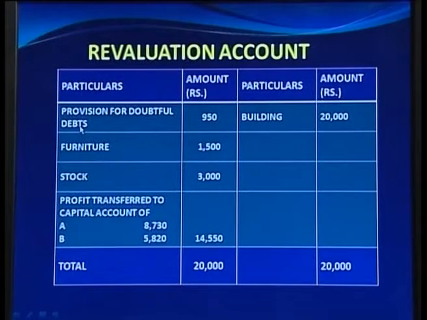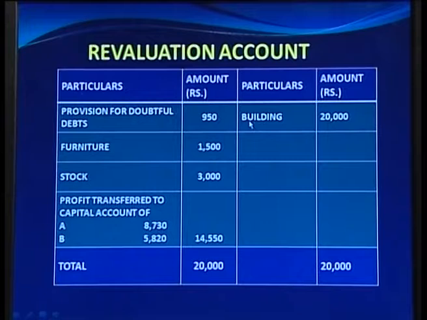Let us see the revaluation account. So on the debit side of the revaluation account, we have provision for doubtful debts and it amounts to rupees 950. Furniture and stock are being devalued by 10%. So we will write the devalued figures of 1,500 for furniture and 3,000 for stock. Since there is a decrease in the value of the assets, they are recorded on the debit side of the revaluation account. And on the credit side, we have written the appreciation of the value of the building, and it is given in the question as rupees 20,000. So the credit side's total is 20,000, as there is just one entry, that of appreciation of the building by rupees 20,000.